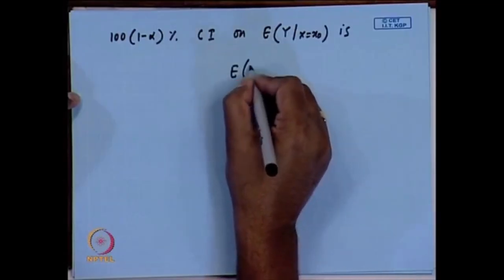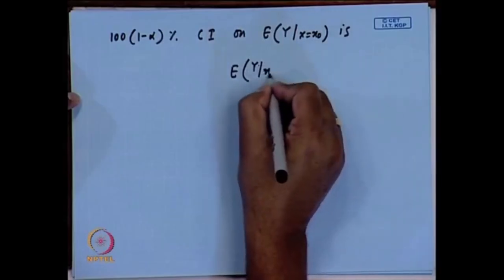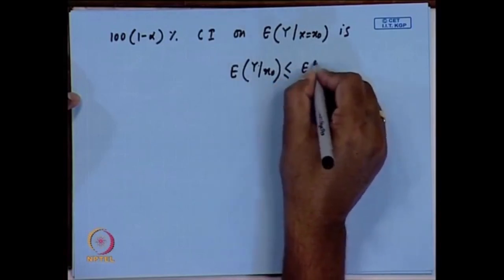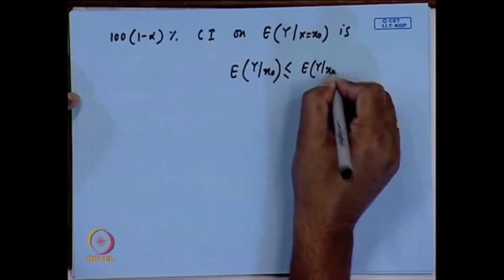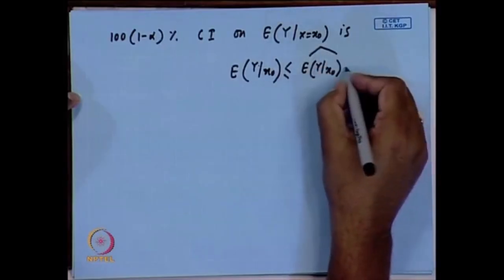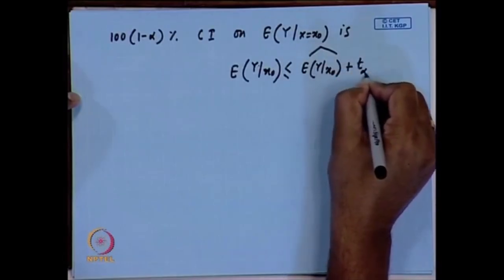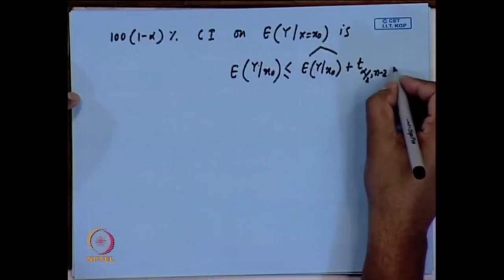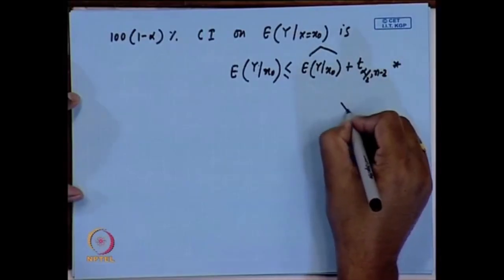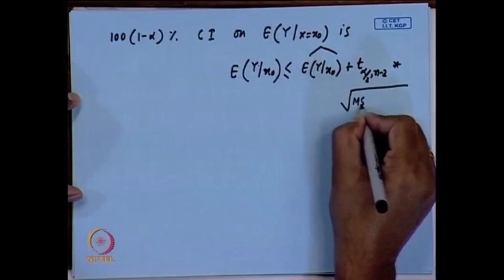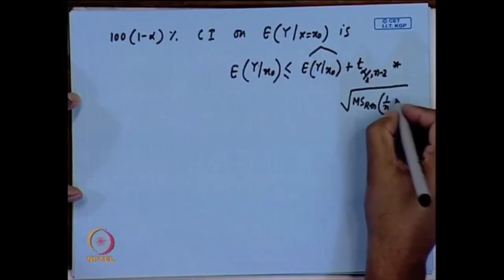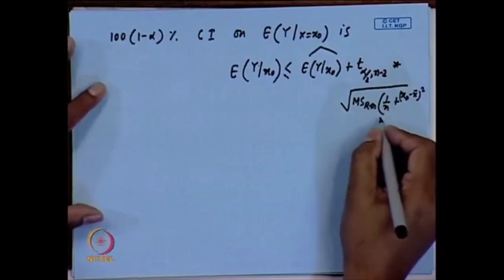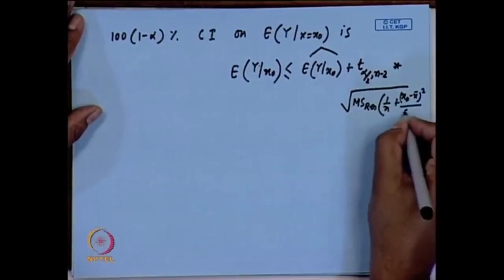E of y given, I am writing just x naught, this is in between E of y given x naught estimator plus t alpha by 2, n minus 2, and then here you have root of this quantity MS residual into 1 by n plus x naught minus x bar whole square by S xx.